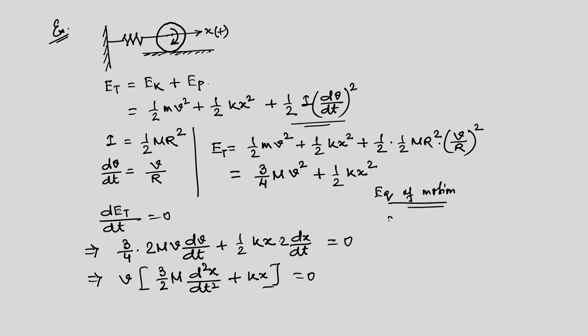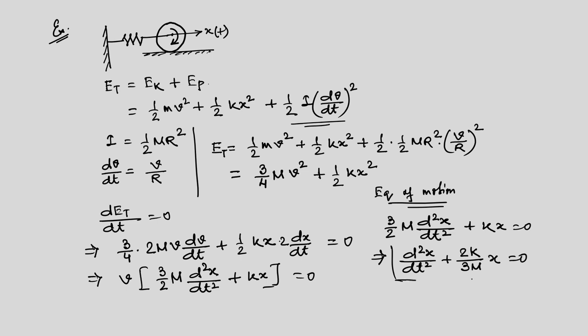So, the equation of motion in this case is 3 by 2 m d2x dt2 plus kx is equal to 0. So, what is the natural frequency or omega that we can derive? So, d2x dt2 plus twice k by thrice m x is equal to 0. So, that is the equation of motion, and what we have, omega square is equal to twice k by thrice m.